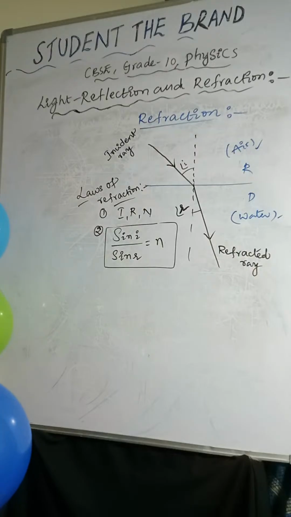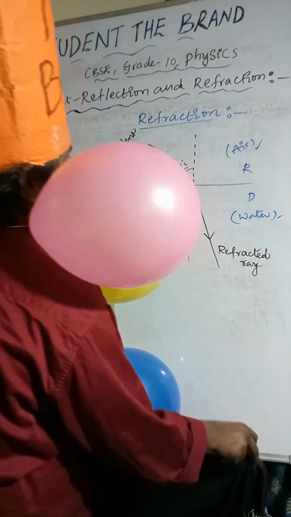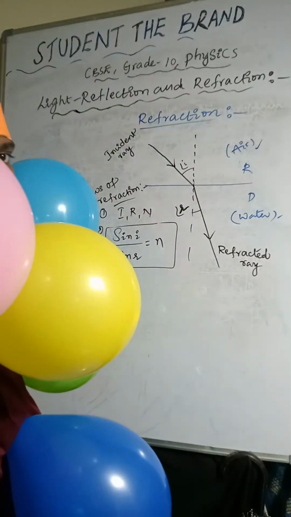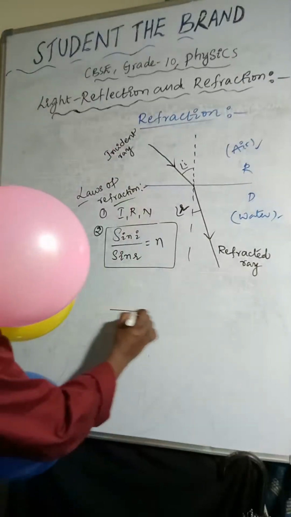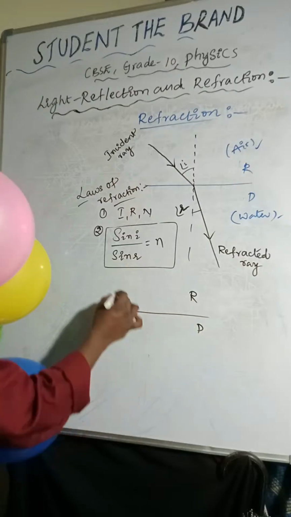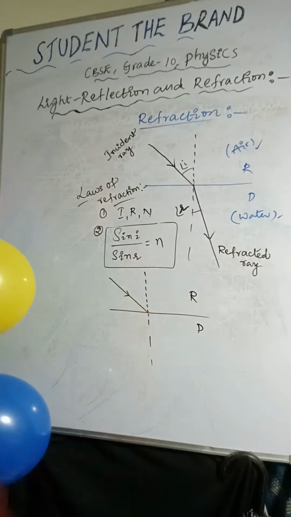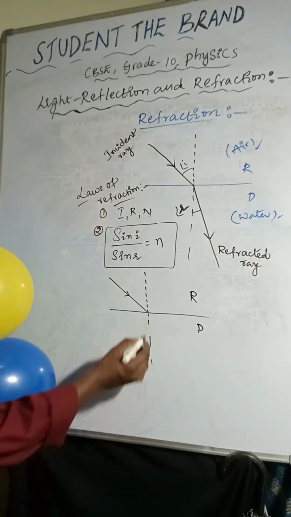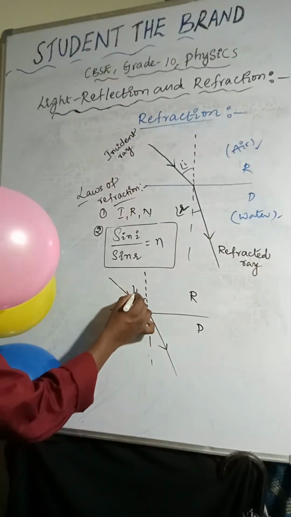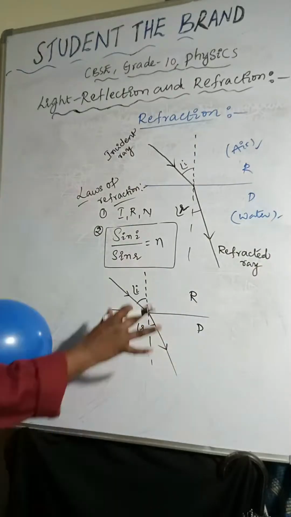Now we'll discuss: if the light ray is passing from rarer to denser, it bends towards the normal line. I am considering here a rarer medium and a denser medium. If the light ray is passing from rarer to denser, it bends towards the normal line. The angle between the incident ray and the normal line is the angle of incidence, and the angle between the refracted ray and the normal line is the angle of refraction.